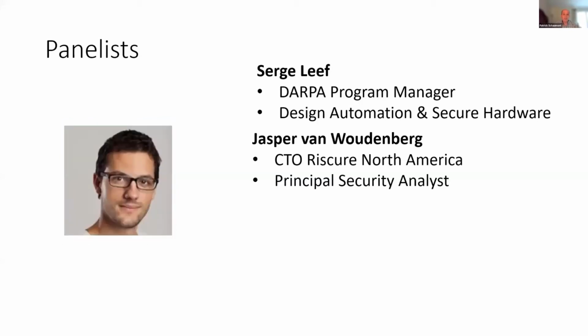Next, we have Jasper van Woudenberg, who is the Chief Technology Officer of Riscure North America, located in San Francisco. Jasper is the Principal Security Analyst and ultimately responsible for Riscure North America's technical and innovation activities. Jasper has spoken at many security conferences and has given invited talks at Stanford, NPS, GMU, and the University of Amsterdam.